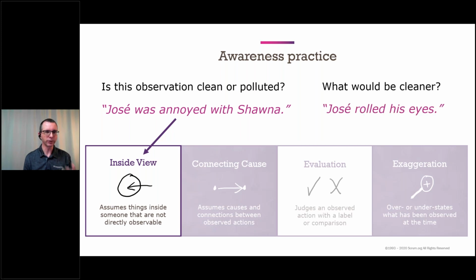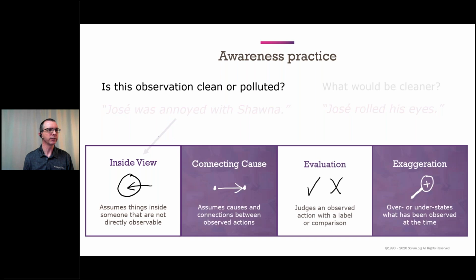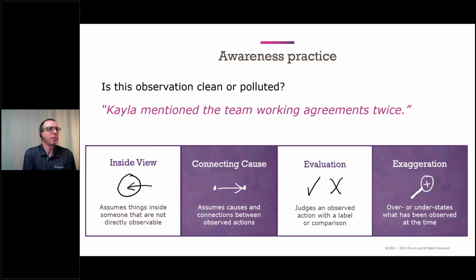Let's take another one. Jose rolled his eyes. That would be a potentially cleaner one. Again, with perhaps some time connection to something Shauna did that I could write down for later analysis. How about this one? Kayla mentioned the team working agreements twice. Does that seem clean to you? Or does it have one of these four polluters in it maybe?